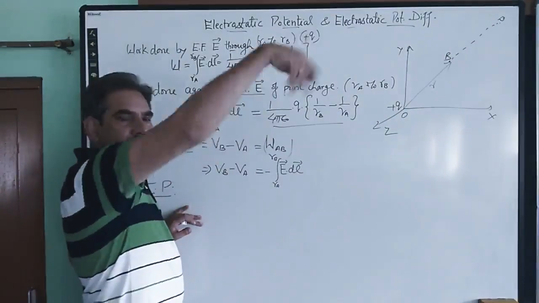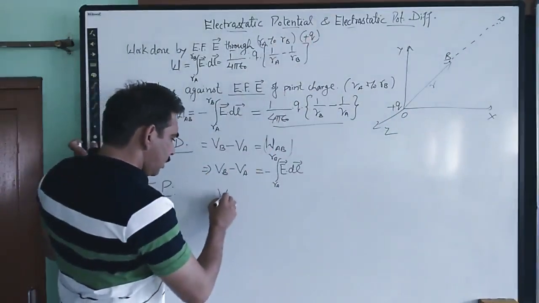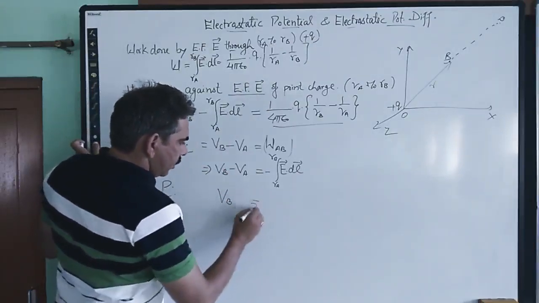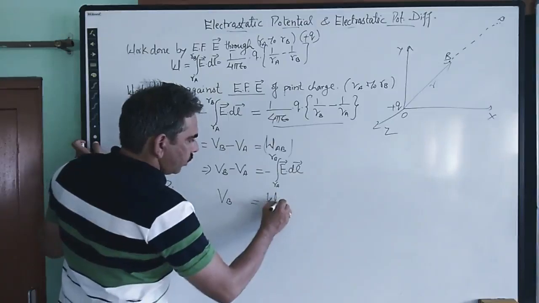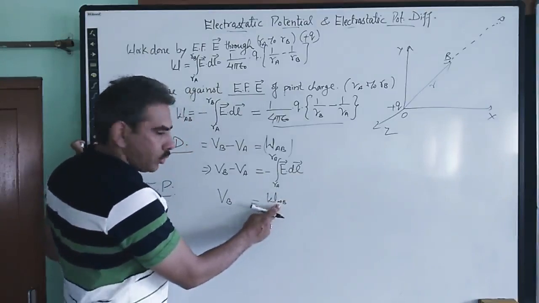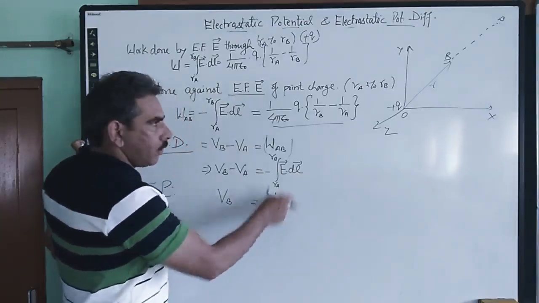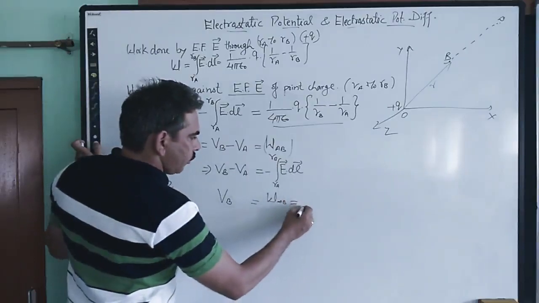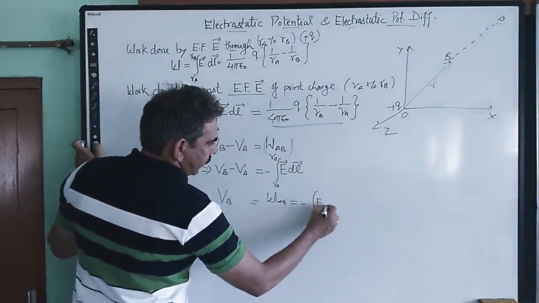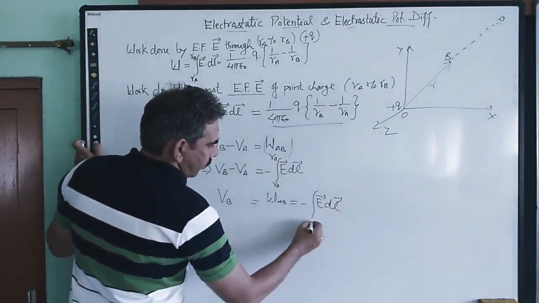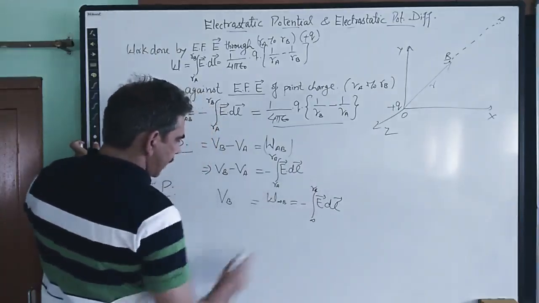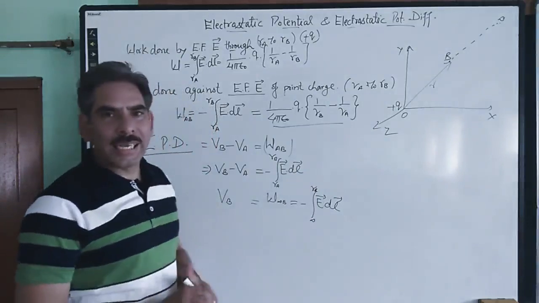If the initial point RA is at infinity, then, as we discussed last day, the amount of work done W infinity to B, meaning the amount of work done from infinity to point B within the electric field of the given charge against the electric field, is given by minus the line integral of the electric field from the initial position, which is at infinity, to some final position RB. So that amount of work done is called electric potential.